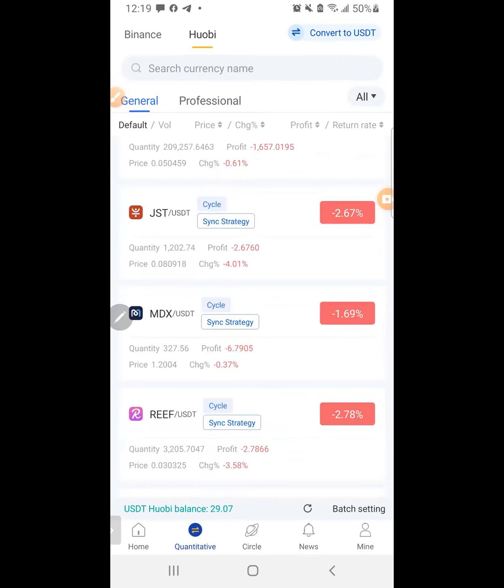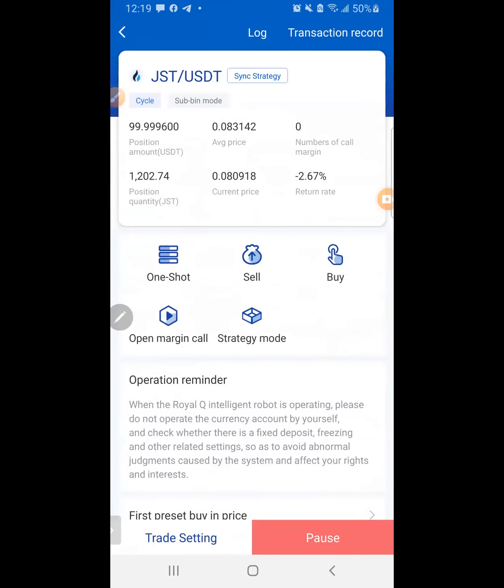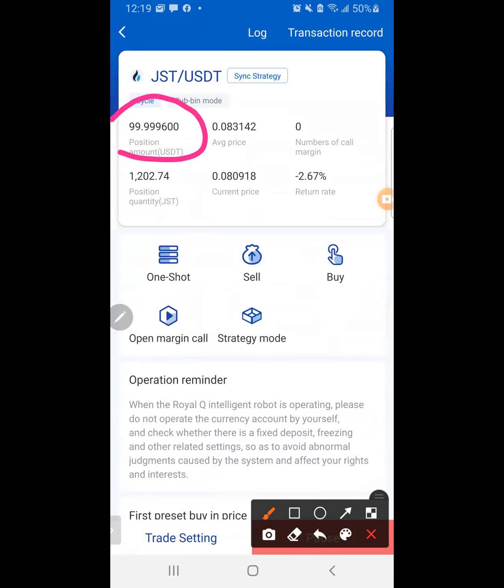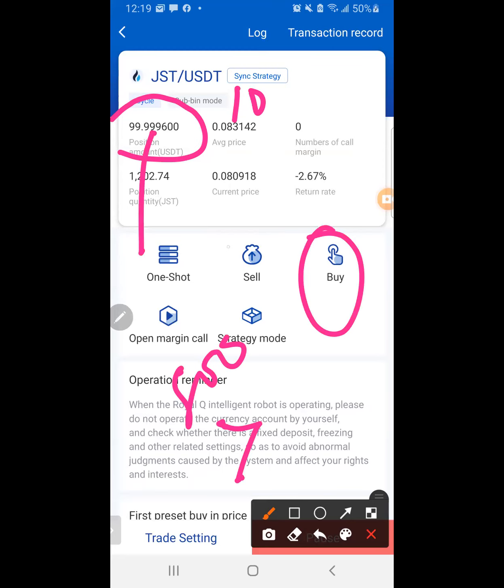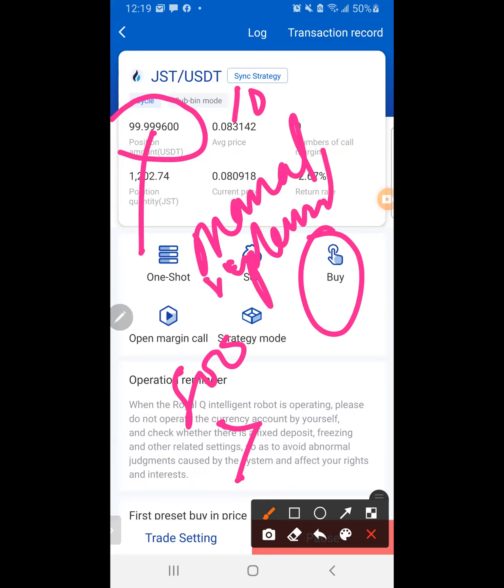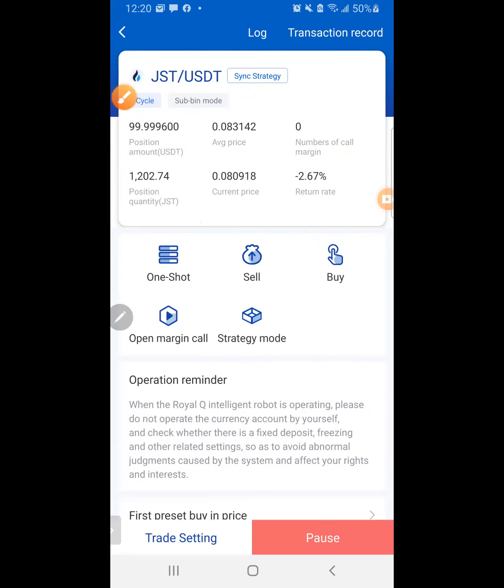Click on it. If you have more money, it will open a trade for you. And at that time, because your first buy that we put was 10, you will see 10 there, right? If you have more money, like 500 upwards, don't do it if you have less than 500, come here and do what we call a manual replenishment. How do you do a manual replenishment? Click on buy.